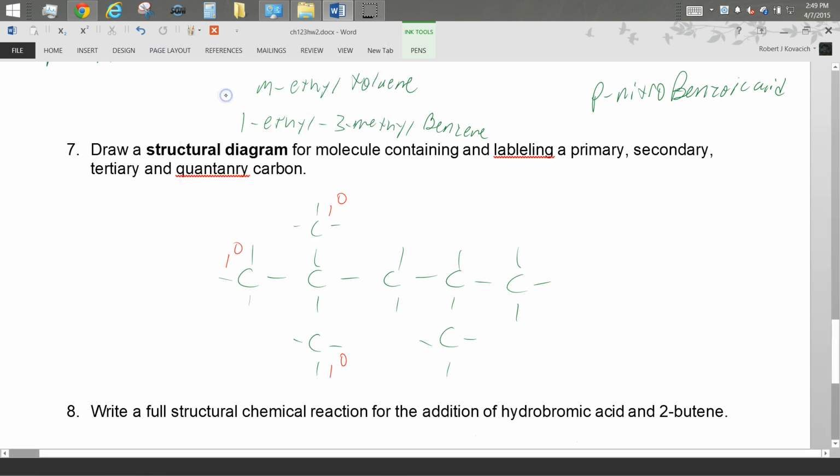Let's go back to that. So a primary. And this one here is secondary because it's attached to 2 carbons. And then this one here is a tertiary because it's attached to 3. This one's a primary. And then this one here is a quaternary.